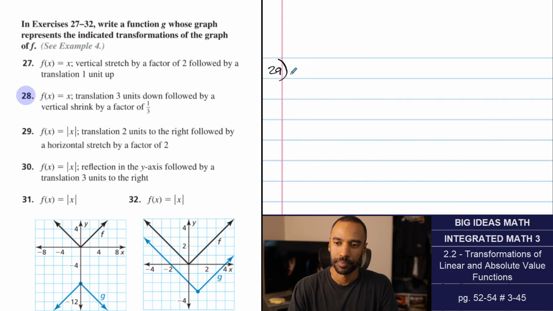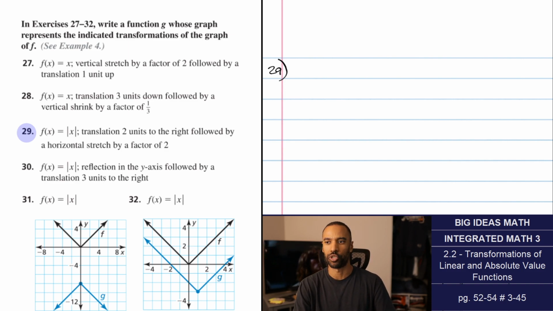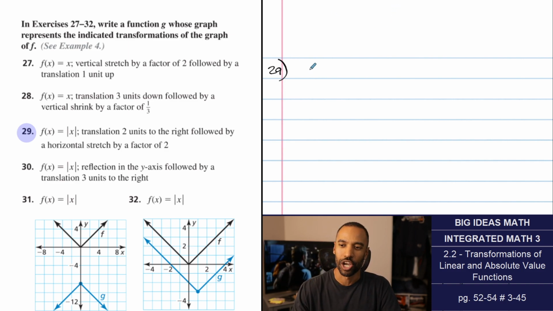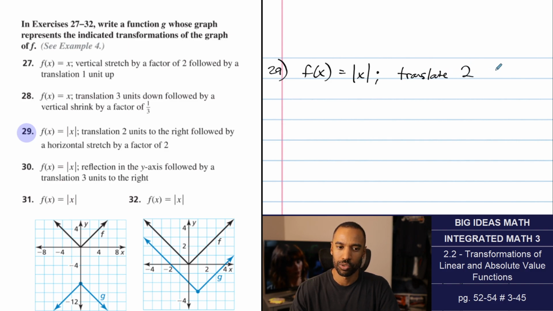Number 29, absolute value of x is your parent function. So f of x equals absolute value of x, translation 2 units to the right, followed by a horizontal stretch by a factor of 2. Now I almost feel like I need to go back to the other steps because they're things that go inside the function. So it's probably best that I just do it like I have been doing. So translate 2 to the right. Maybe on number 30 we can make sure that our order is fine. Followed by a horizontal stretch factor of 2.